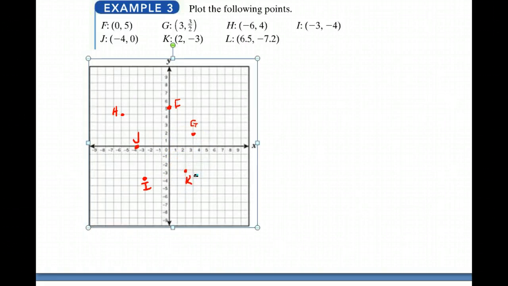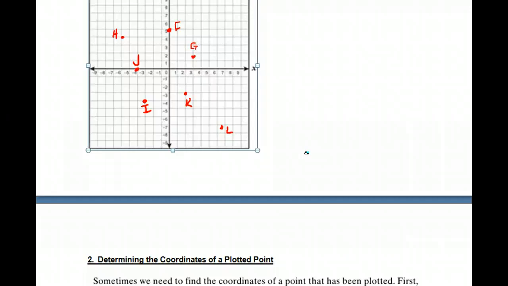And lastly, for point L, we're moving to the right 6.5 and down 7.2, so approximately right there, and we label that as L. So hopefully you are okay with plotting points. If you need any help with that concept, please feel free to get in touch with me.